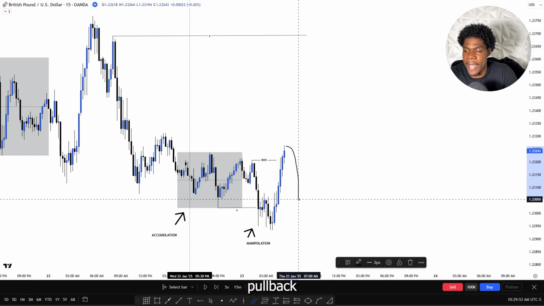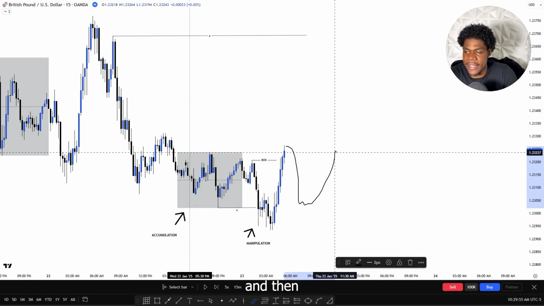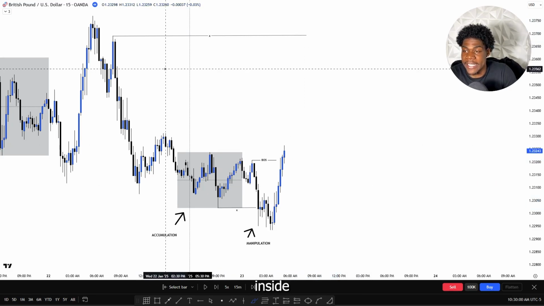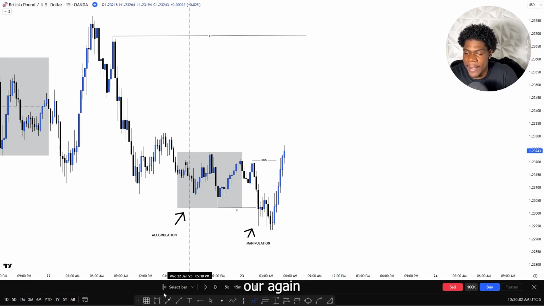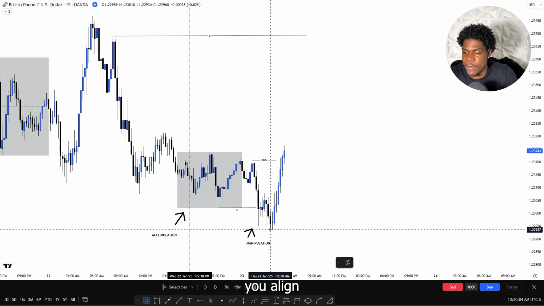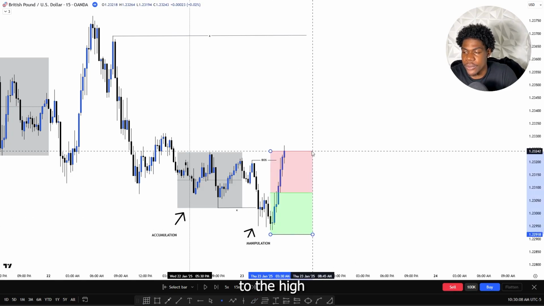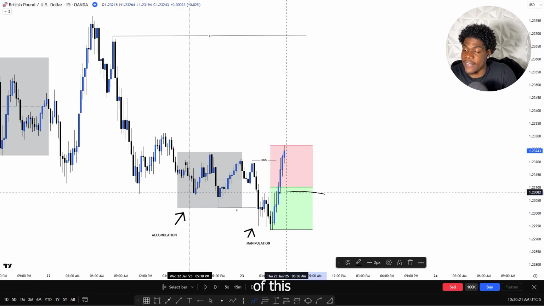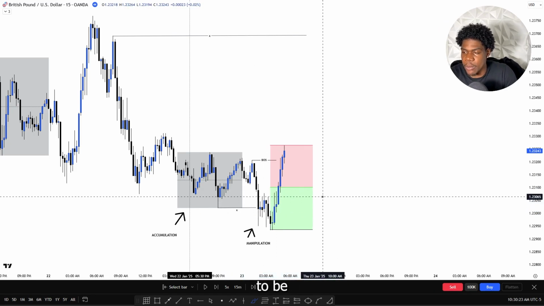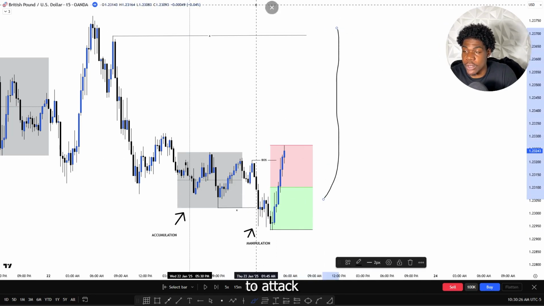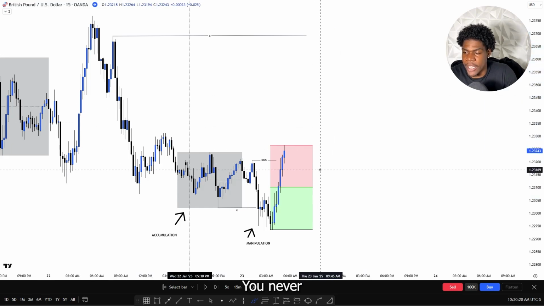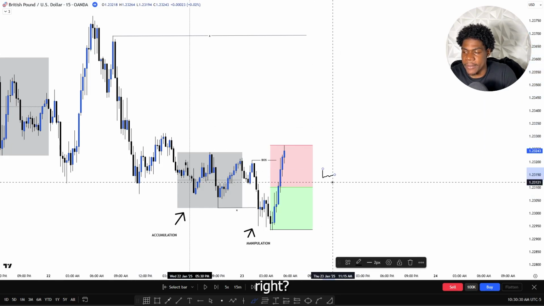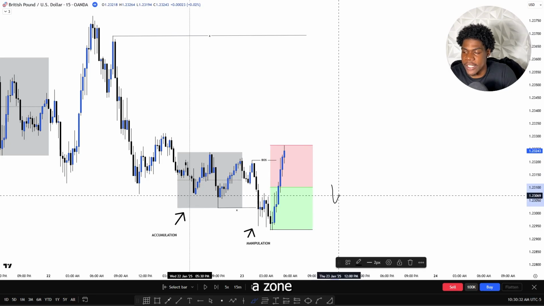You want to see price pull back inside of a discount zone and then rally higher before you pull back inside of this zone right here. So let's grab our Gann box. As you can see, if you align the Gann box from the low to the high, you have your range, right, from this low. So everything inside of this discount zone right here is feasible to be a PD array for you to use to attack these old highs right here, right? You never want to use a zone in premium, right? When you want to long, you want to use a zone in discount.